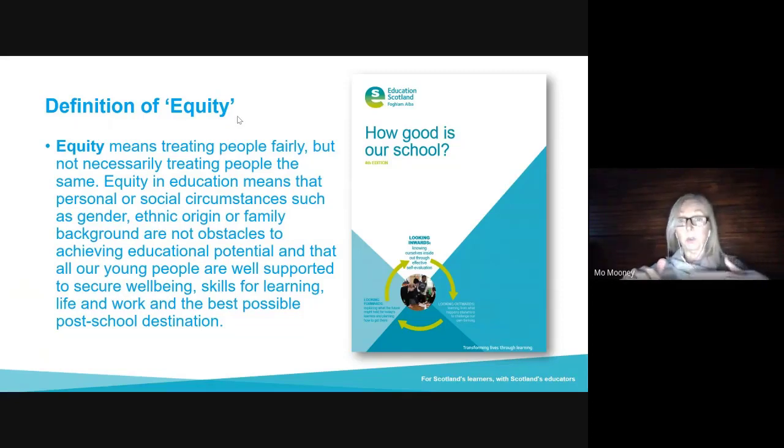And more importantly to me, the moral imperative that you've got to improve the outcomes and the life chances for all the children and young people of Scotland. We need to do more on a day-to-day basis to close that poverty-related attainment gap. And that won't happen if we treat everybody equally. We need to ensure equity. Next slide, please.